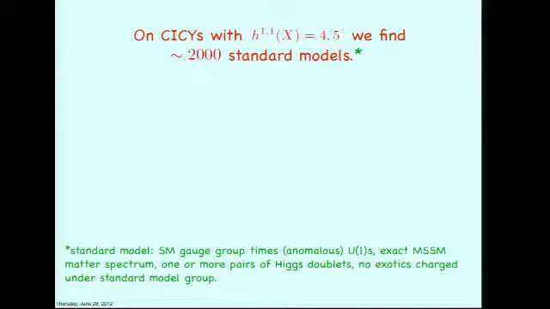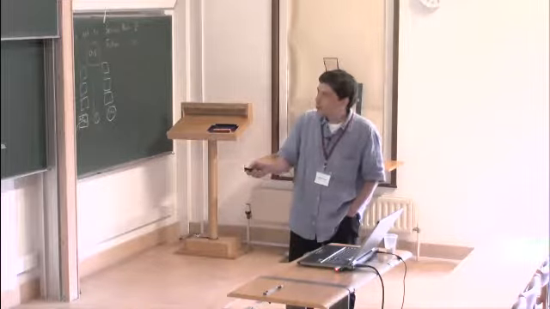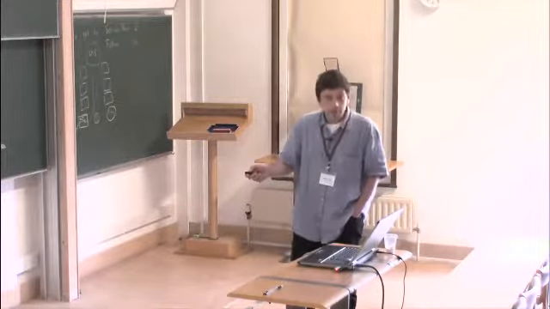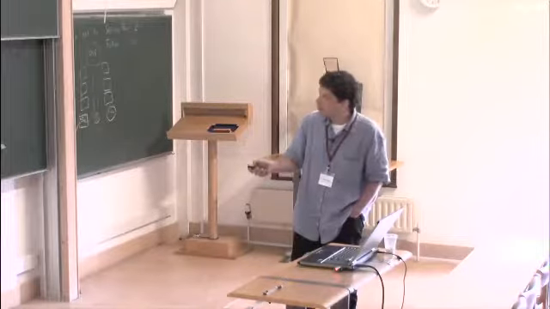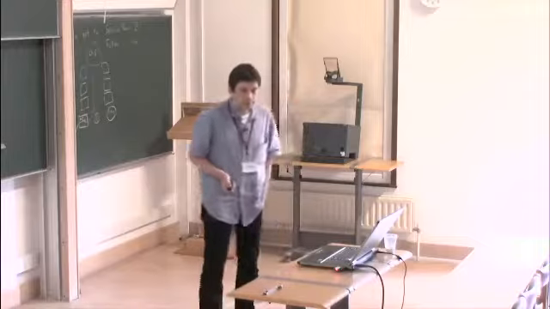So I've written this down here, right? A standard model, by that I mean for this purpose, an N=1 theory with the standard model gauge group times these anomalous U1s and the exact MSSM spectrum, one pair of Higgs doublets or possibly more than one pair. We'll see how that comes out. And absolutely no exotics charged under the standard model group.